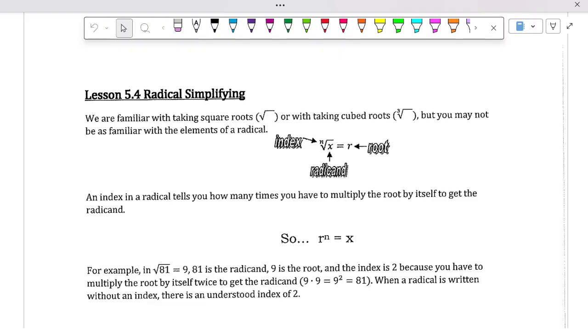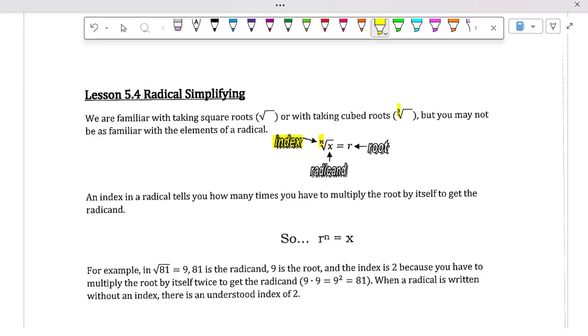Now, it's pretty much the exact same process. You just have to pay attention to what type of root you're dealing with. So, first, some vocabulary: the different parts of the radical. The little number on the outside of the radical that tells you what type of radical it is is called the index. So, for example, a cube root has that little 3 on the outside that tells us it's a cube root. So, the index is 3.